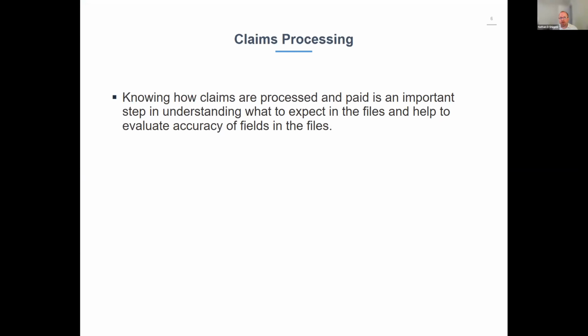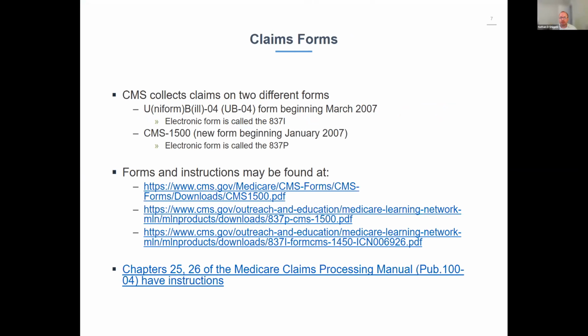As Beth said, these are not created for research purposes, at least initially. They don't exist because of research initially. So knowing how they're processed and paid is an important step in understanding what to expect in the files, as I mentioned. There are a couple of different claims forms, and this sounds technical or dry, but it's actually going to be really relevant to the shape that the files take in the end.